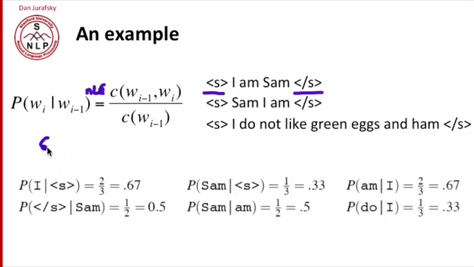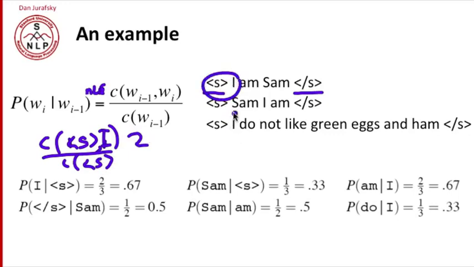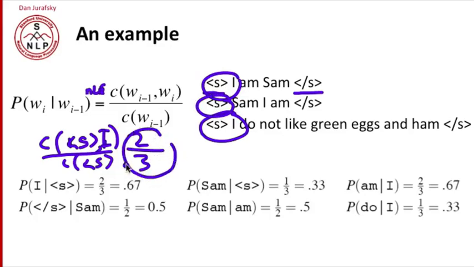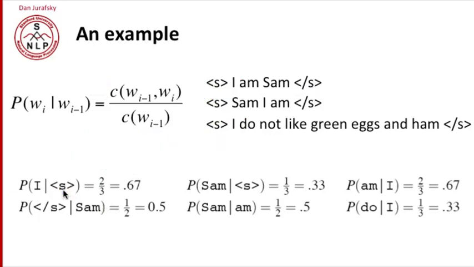So that's computed as count of start symbol, comma I, make that a big I, over count of start symbol. So I follows the start symbol twice, 1, 2, and the start symbol occurs 3 times, 1, 2, 3. So that probability is 2/3, or 0.67. So that's the probability of I given start.